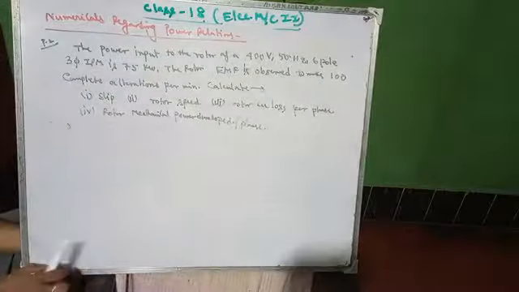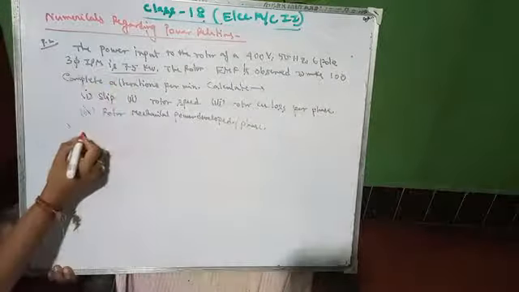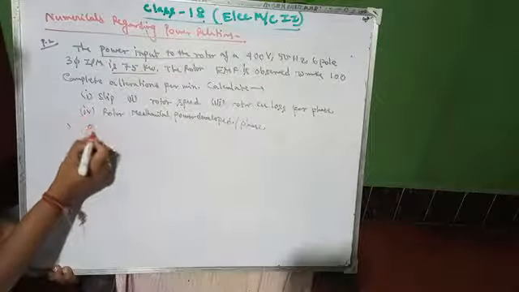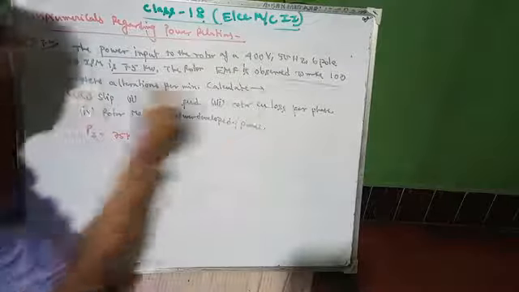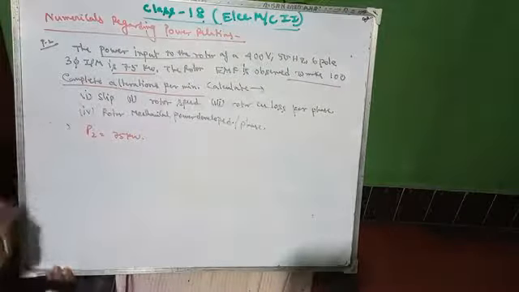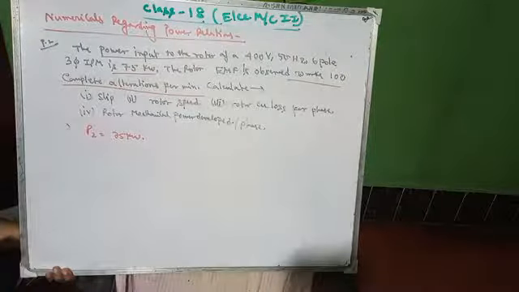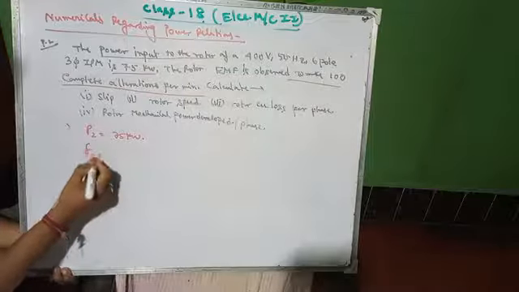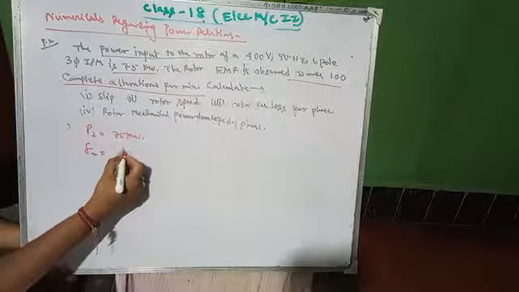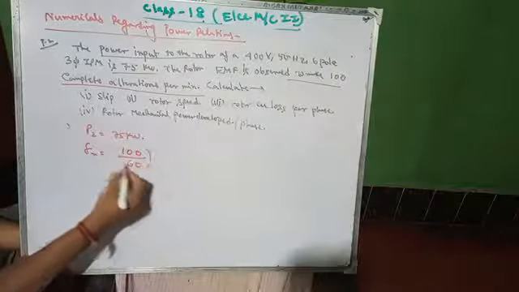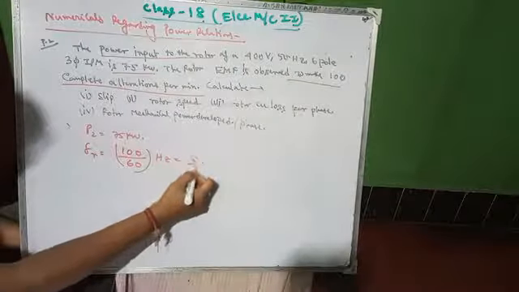Rotor input to the motor is 75 kilowatt. So power input to the rotor, that is P2, equals 75 kilowatt, is given. Rotor EMF is observed to make 100 complete alterations per minute. That is, if we find rotor frequency, now you can find the rotor frequency here. Rotor frequency is 100 complete cycles per minute, that is divided by 60 Hz. That will be 5 by 3 Hz, right?